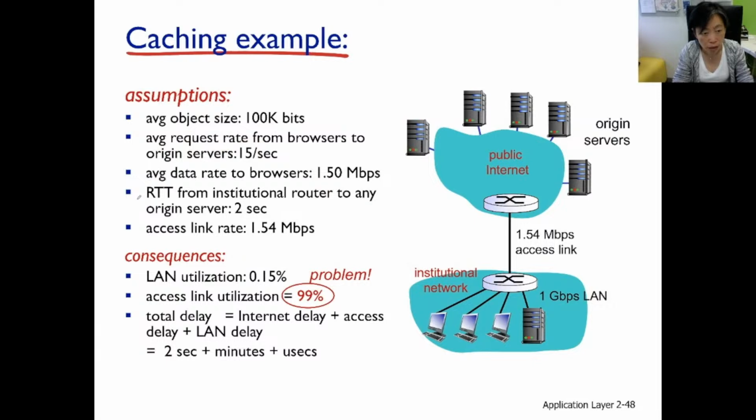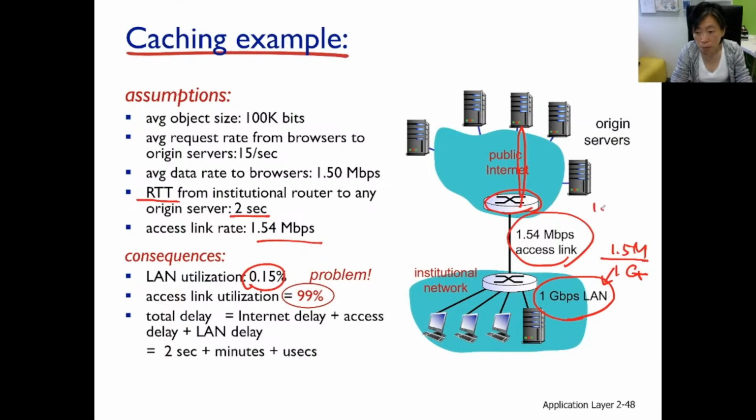Now, let's see. The round-trip delay from the institutional router to any of the origin servers and back is set to 2 seconds. The access link rate is 1.54 megabits per second, and the local area network link rate is 1 gigabit per second. With these, we will be able to calculate the local area network's utilization: 1.5 megabits divided by 1 gigabit, that's 0.15%.